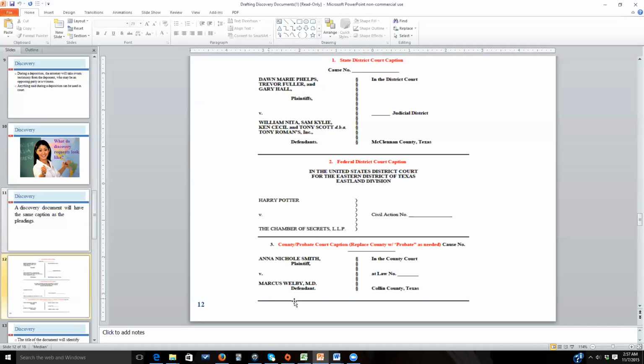This is an example of a county or probate court or whatever, and you can see it's a similar style to the one that we had up here. So let's go forward.